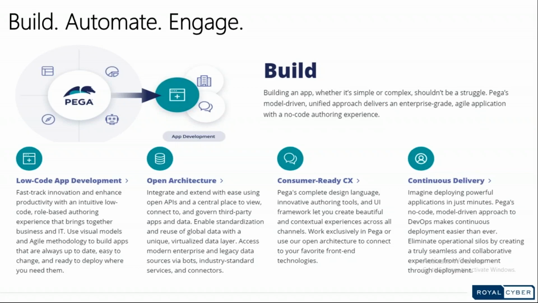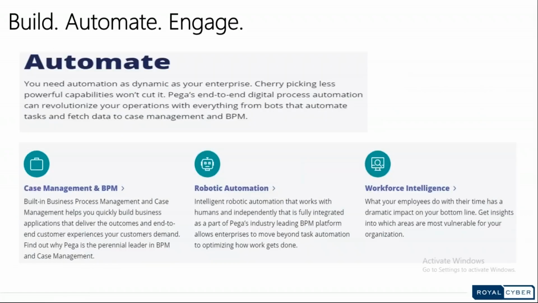And the next thing is continuous delivery. As I told you, it's a no code and model driven approach, which will give you an easier development process that will eliminate time gaps between the product building. That is for the build part, for the application development. The next one is automate. The more automation you have for your processes, the more quickly you can build your product, and then you can go with the changes required for your business.